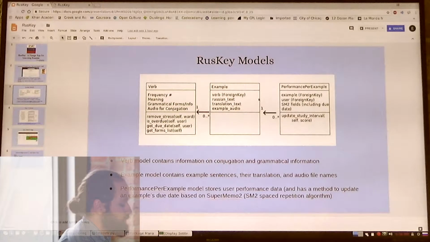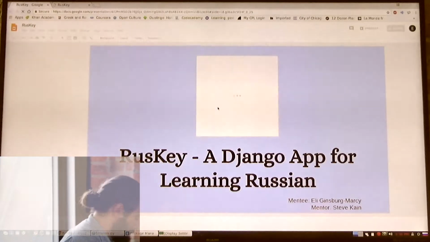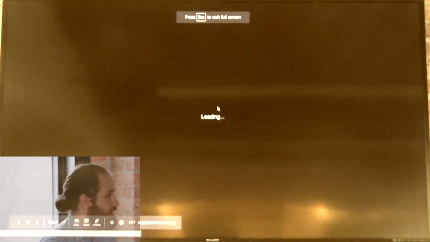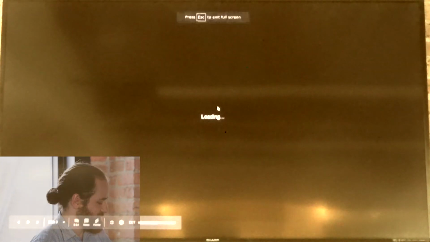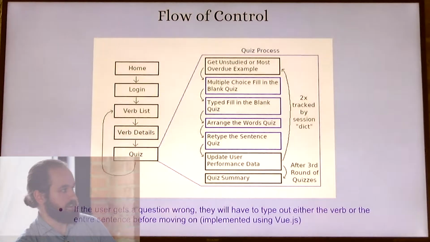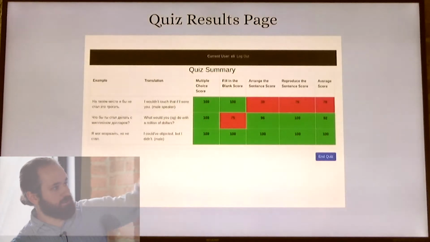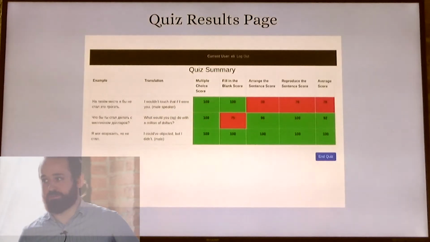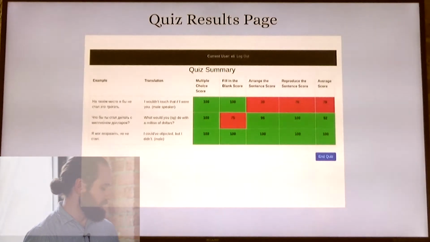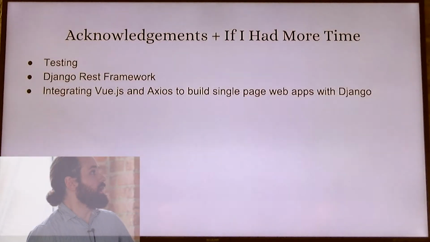So if I switch back to my presentation here, OK. So this is just kind of what I talked about. You log in, you see the verb list. You can take a quiz. You go through this process. After you're done with your quiz, you get a nice little quiz summary that tells you how you did on every single question. It tells you your average scores. And then it bumps you back out to the list.